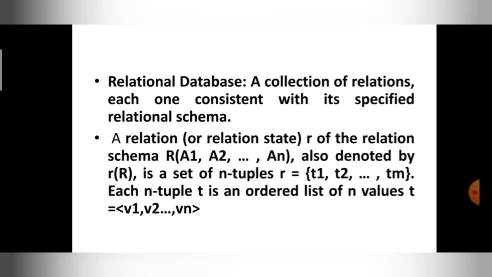Next, what is a relational database? I already told you, a relational database is a collection of relations or tables. So what is a relation state? Relation state means the set of values that are present in the table at a given time.